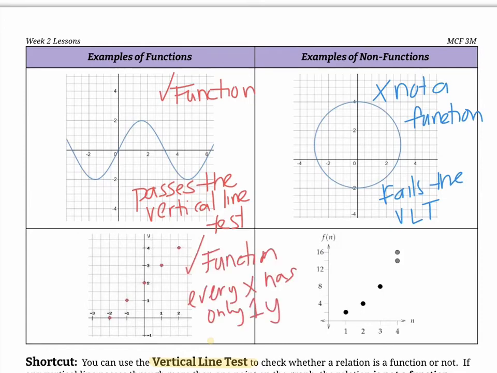And what about the one to the right? It's in the non-functions column, but why? Where does it fail? Well, take a look at here. Look at where 4 is. When I plug in x is equal to 4, I get two answers. I get y is equal to 14 and y is equal to 16. And the definition of a function is when you plug in an x, you should only get one y. So here is where it fails.